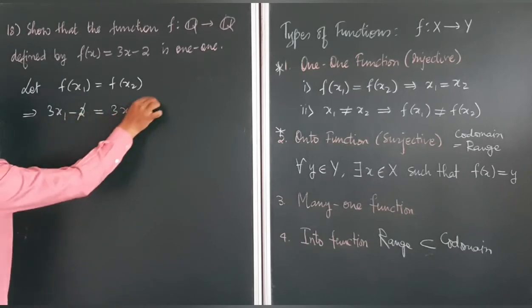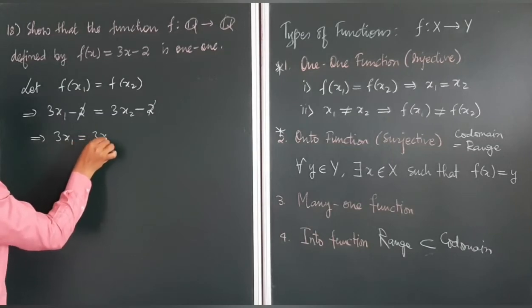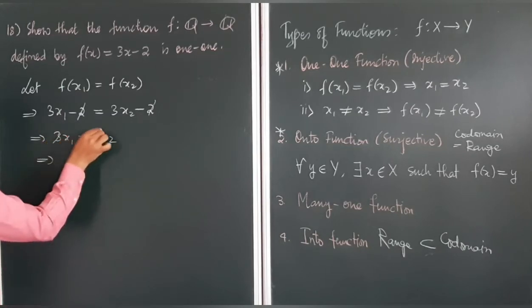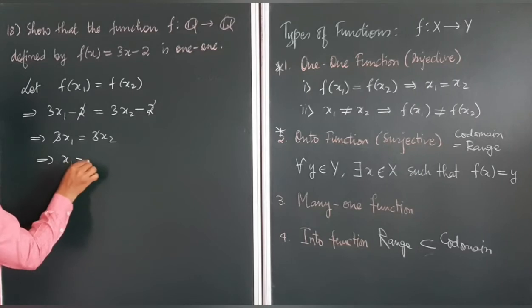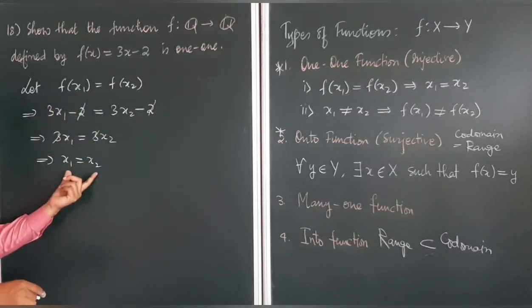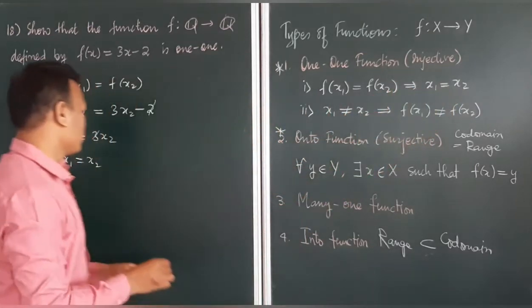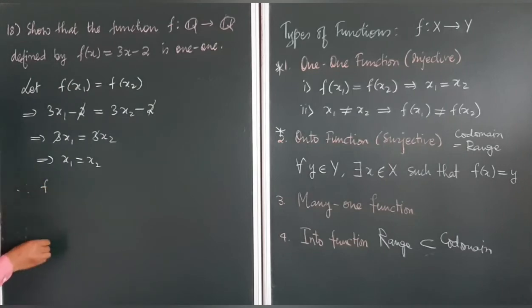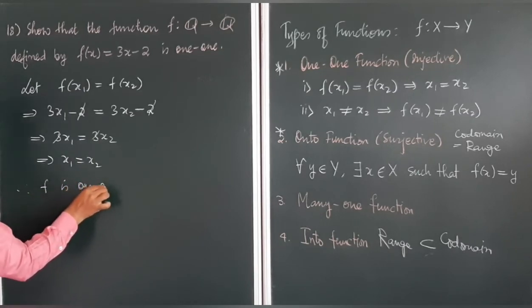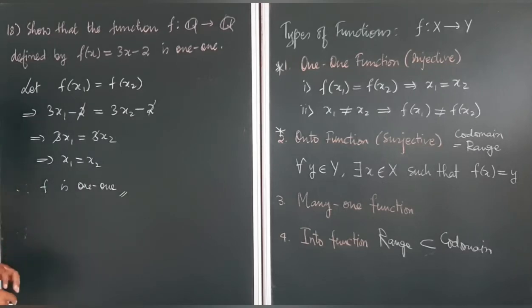Alright. So the 2 and 2 get cancelled, and we have 3x1 equals 3x2. From here we see that 3 and 3 get cancelled, so we have x1 equals x2. Now see, we started with this and we showed that x1 equals x2. So that's what I wanted to show, isn't it? Therefore the function f is 1, 1. That's what we need to show. It's very simple. So pause the video and note it down.